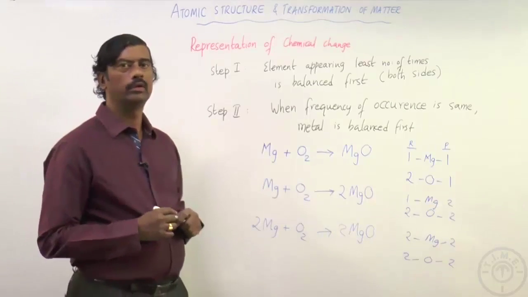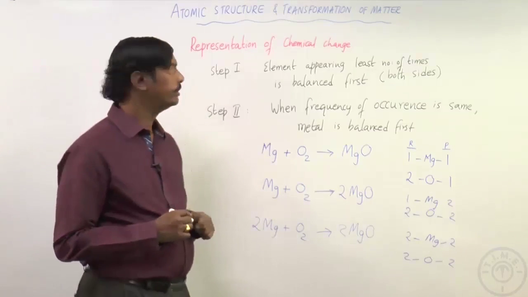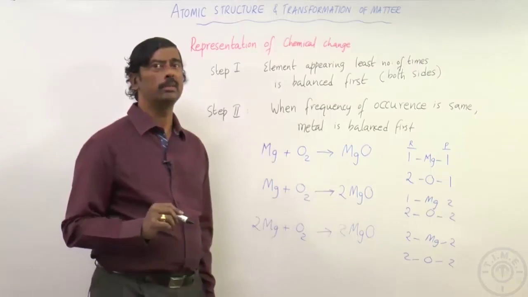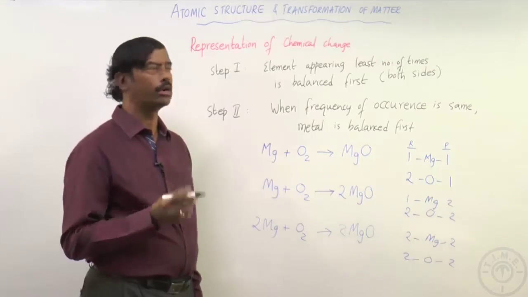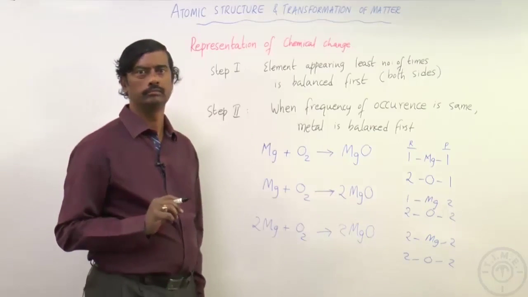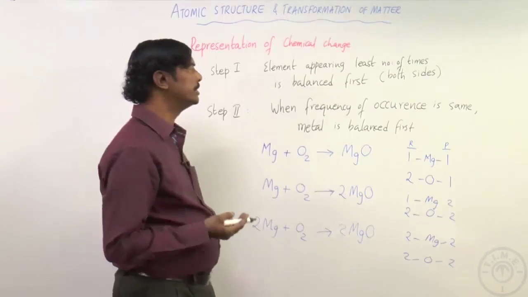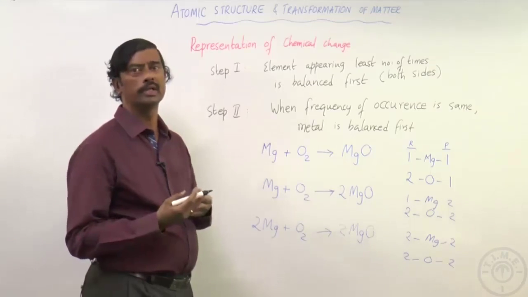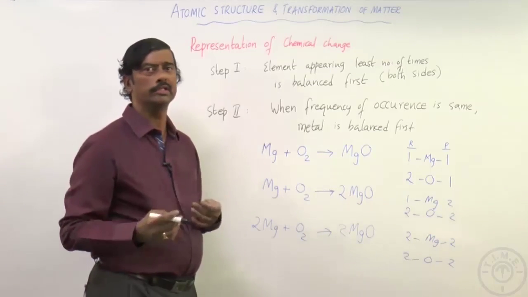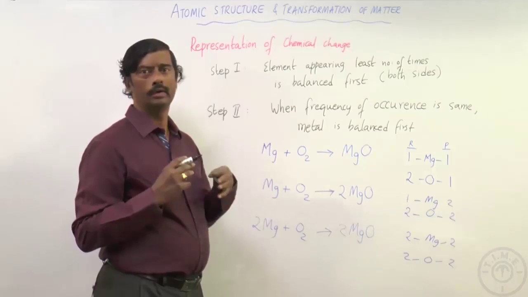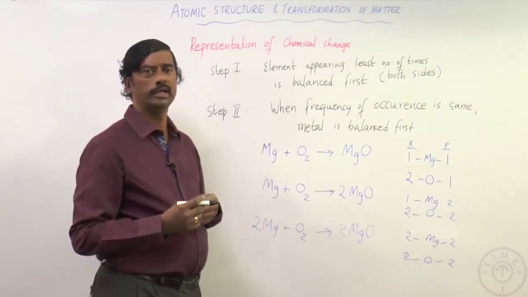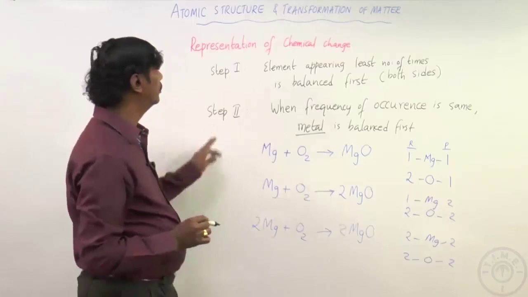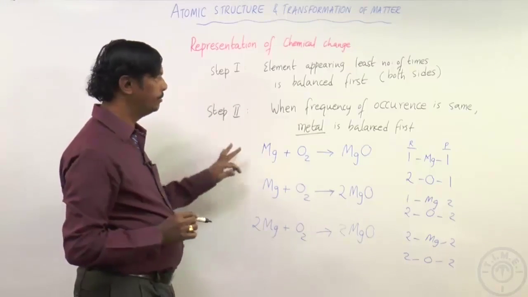So, in this method of balancing a reaction, we follow these 2 steps. The first step says that the element appearing the least number of times on both sides, that is reactant and product, is going to be balanced first. Next, when the frequency of occurrence is the same, suppose any 2 elements have the same number of occurrences, for example, 2 here, 2 there for both. Let us say there is A 2 on both sides, B 2 on both sides, then we have to balance the metal first. The metal will be balanced first. Now, taking these 2 steps we will balance this reaction.